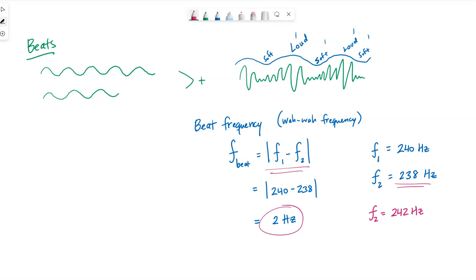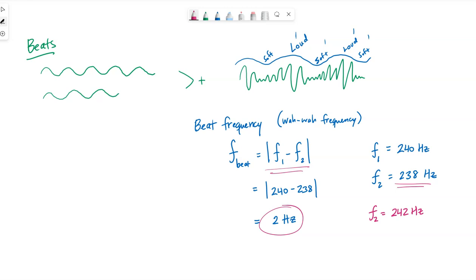So this beat frequency comes into play a lot in terms of tuning musical instruments. If you are in an orchestra or a band, you tune to a specific note so that everyone's playing based off of the same note. And if you are hearing beats, you know that it is out of tune.